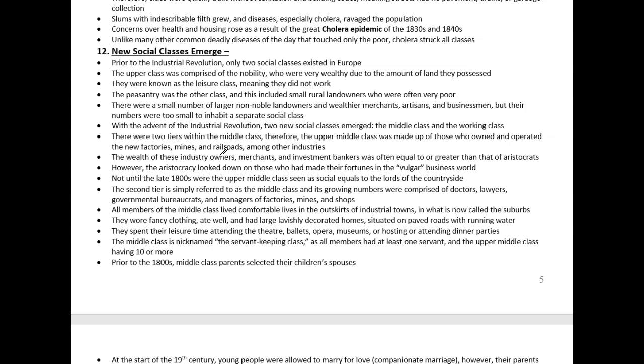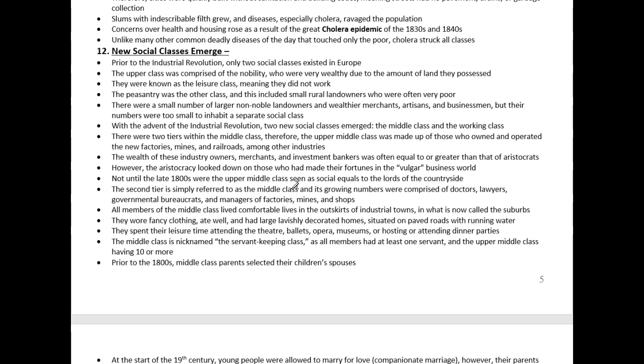With the advent of the Industrial Revolution, two new social classes emerged, the middle class and the working class. There were two tiers within the middle class. Therefore, the upper middle class was made up of those who owned and operated the new factories, mines, and railroads, among other industries. The wealth of these new industry owners, merchants, and investment bankers was often equal to or greater than that of aristocrats. However, the aristocracy looked down on those who had made their fortunes in the vulgar business world.